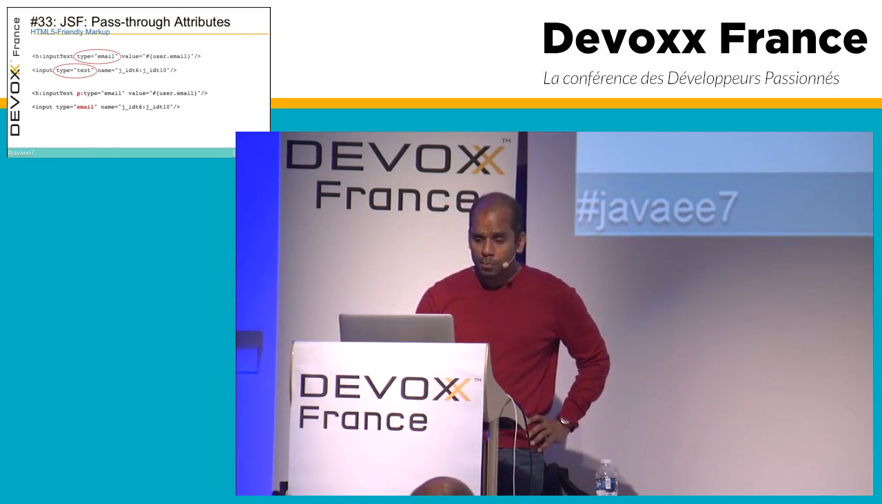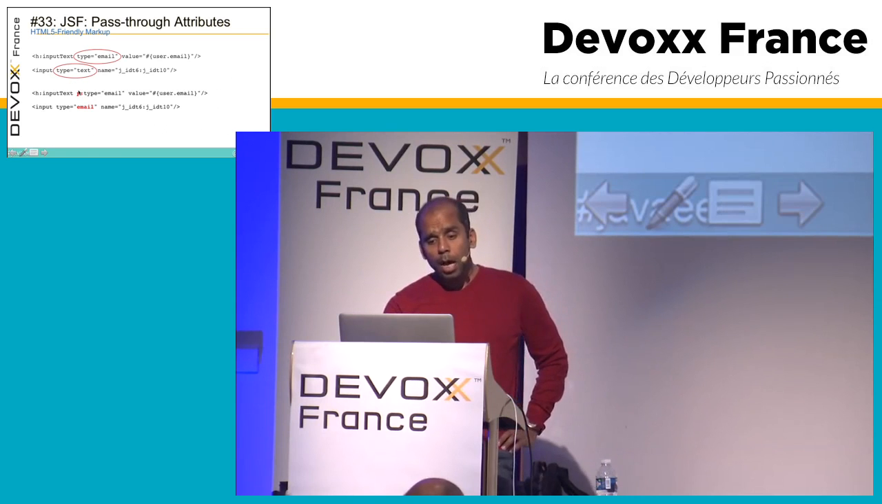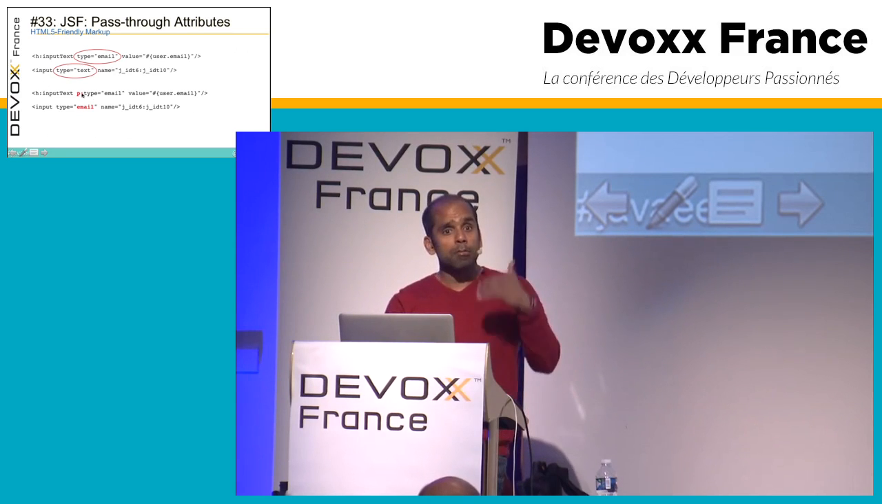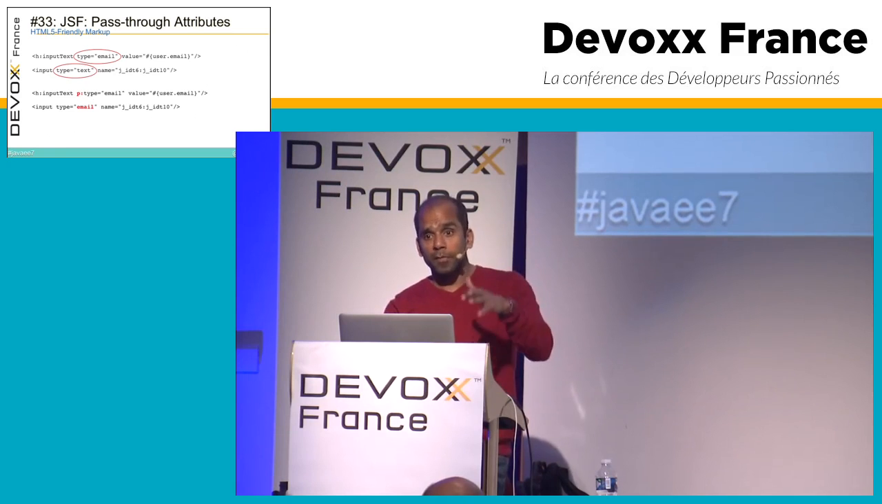Now with JSF 2.2, you can say, I'm going to put this element in a pass-through namespace. So here I'm saying p:. It's a randomly chosen prefix, but it is bound to the pass-through namespace that is defined by the spec.